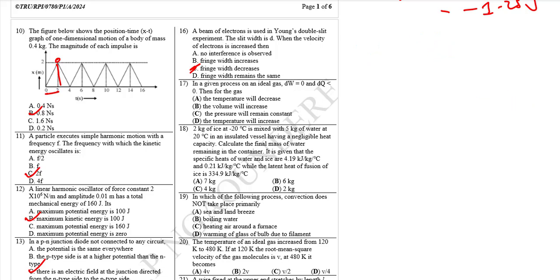Question number 17. In a given process on an ideal gas, dW is equal to 0 and dQ is negative. So if dW is 0 and dQ is negative, dW is 0 already means constant volume. So it means B is wrong. Now the next, the temperature will decrease. That's the correct answer since dQ is less than 0. So the correct option will be A. Next.